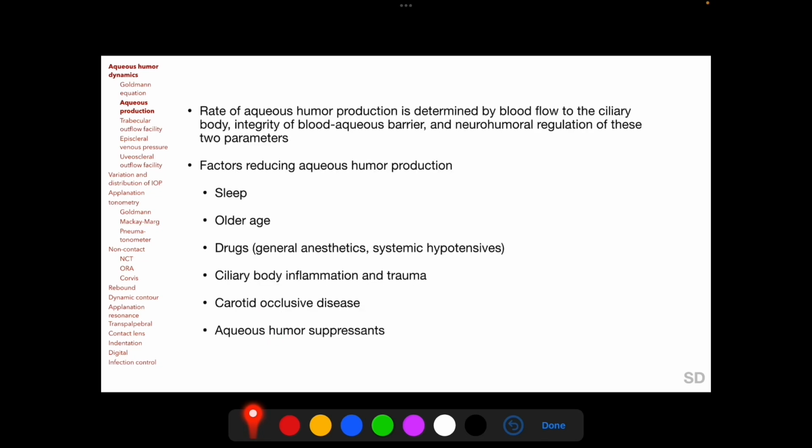Rate of aqueous humor production in the ciliary body is determined by blood flow to the ciliary body, integrity of the blood aqueous barrier, and neurohumoral regulation of these two parameters. And factors which can influence these two parameters and reduce aqueous humor production include sleep, older age, drugs such as general anesthetics and systemic hypotensives, ciliary body inflammation and trauma, carotid occlusive disease, and aqueous humor suppressants.